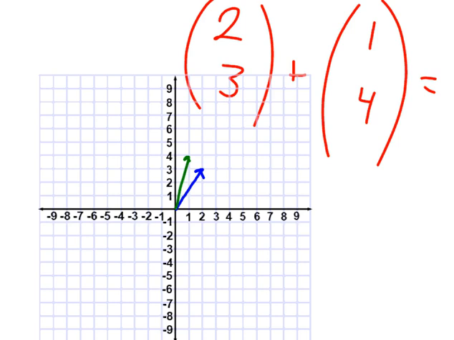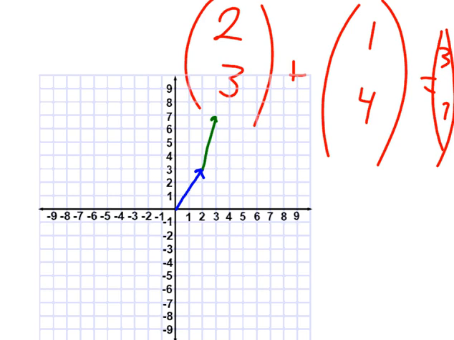And I suggested you show how you add them. You go tip to tail like this. Boom. And look at that. It goes to 3, 7. Just like we predicted. Top would be 2 plus 1 is 3. And bottom 4 plus 3 is 7. 3, 7 is the new vector.